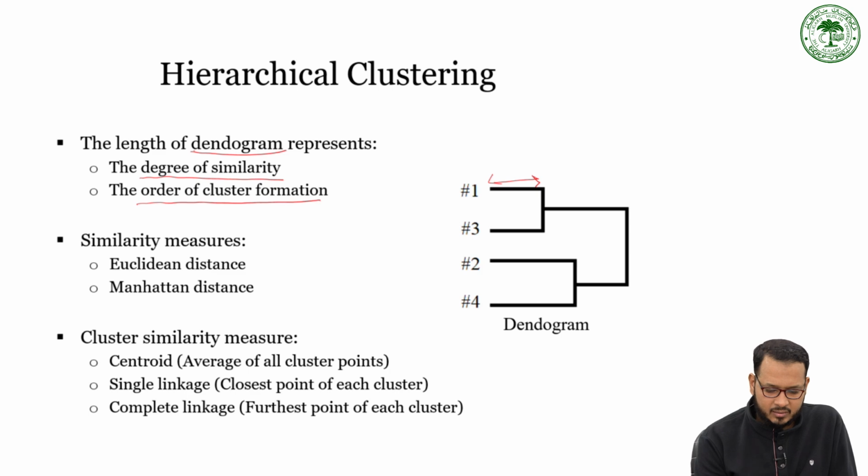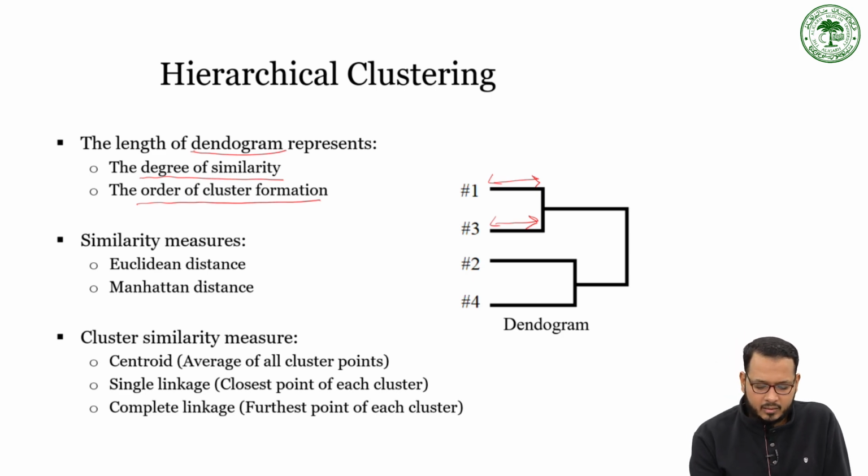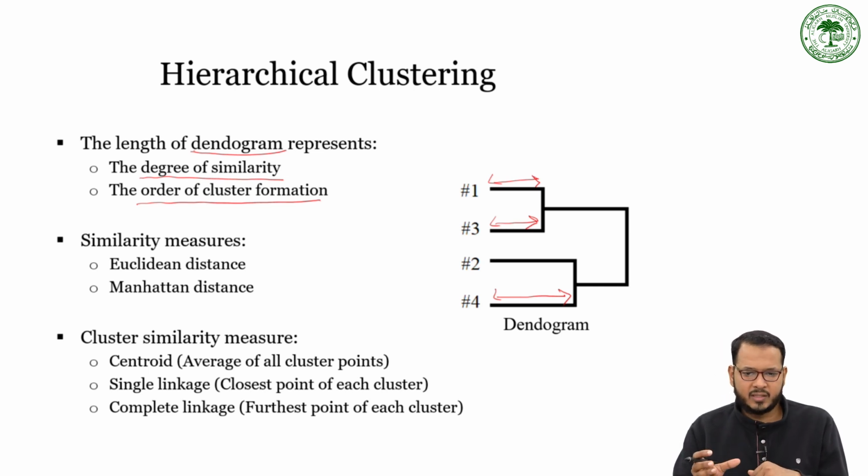Since once again the length is shorter here, it means this grouping was done earlier than the second grouping, because here the length is longer. So shorter length in a dendrogram represents two things: that those clusters are more similar, and that's why they were joined together earlier.